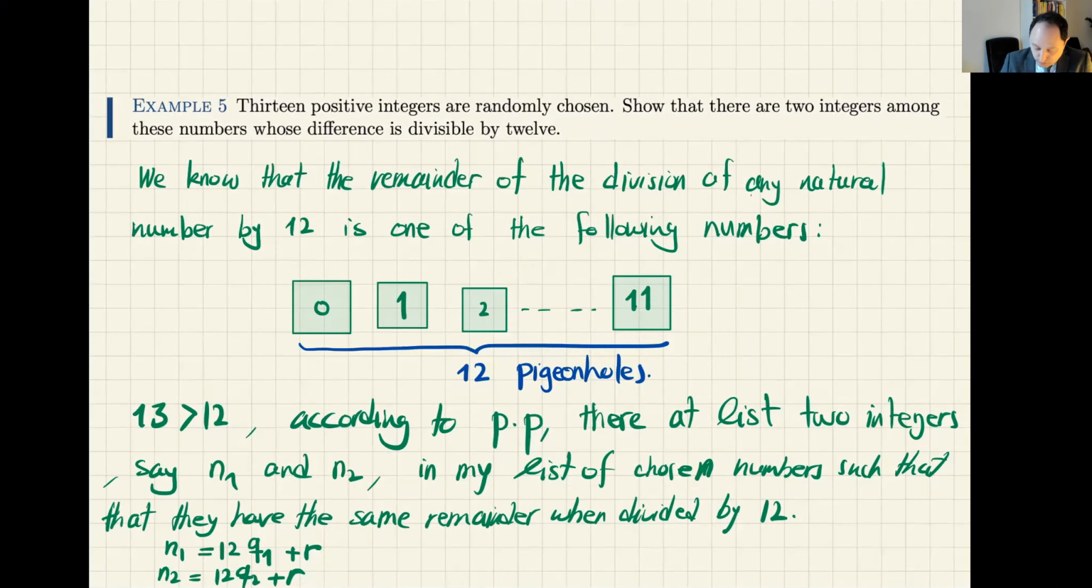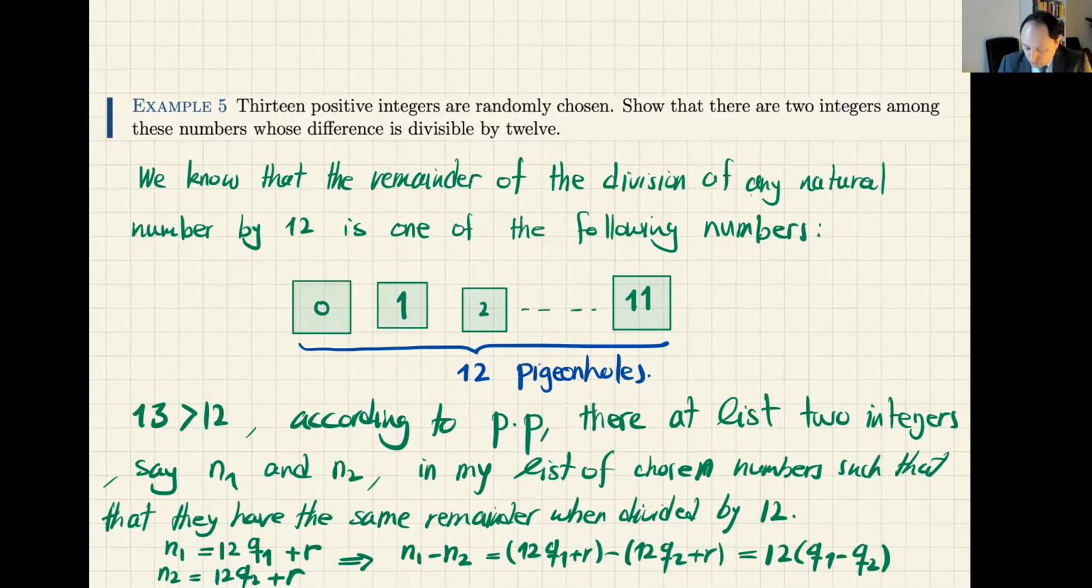Now I want to talk about the difference. If I calculate the difference between these two, it becomes 12Q1 plus R minus (12Q2 plus R). If I open the brackets, positive R and negative R cancel, and I have 12 in common, so I can factor 12 out. It becomes 12 times (Q1 minus Q2).